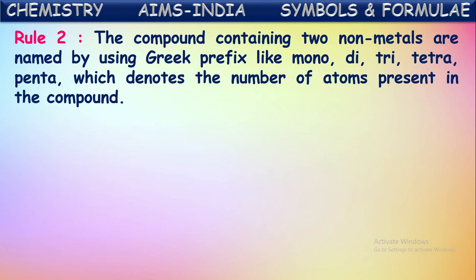In this case we are going to see compounds, or binary compounds, containing both non-metals. Then the prefixes like mono, di, tri, tetra, penta are used for representing the number of atoms of each non-metal present in the compound. Let us understand this by taking some examples.